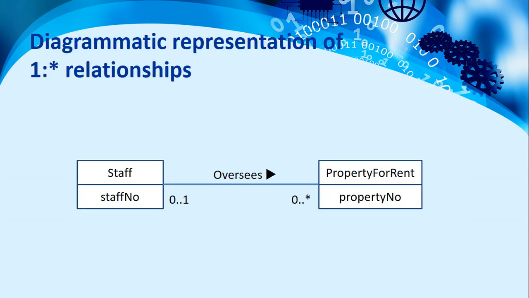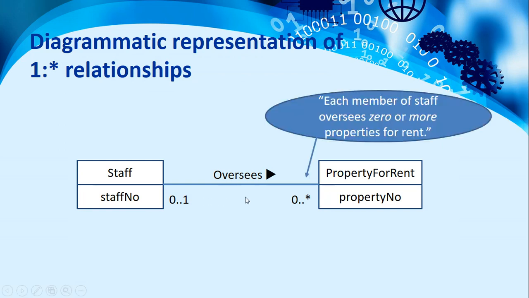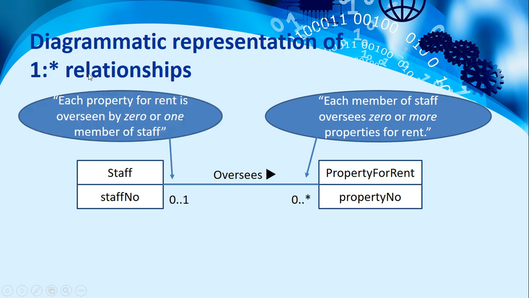Now, if we're going to translate this one into a UML, same pa rin sa kanina. Each member of staff oversees 0 or more properties for rent, or in the other way around, kada isang property for rent is overseen by 0 or 1 member of staff.